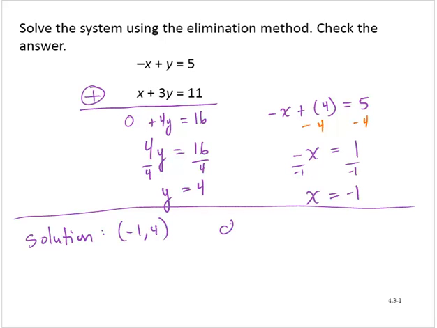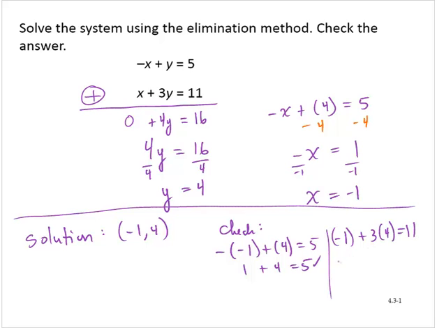Let's check our work. Through substitution into the first equation, the opposite of x plus y is 5. The opposite of -1 is 1. 1 plus 4 is 5. That checks out. And the second equation, x, -1, plus 3y, 3 times 4, is 11. -1 plus 12 is 11. That checks out as well. So our solution is -1, 4.